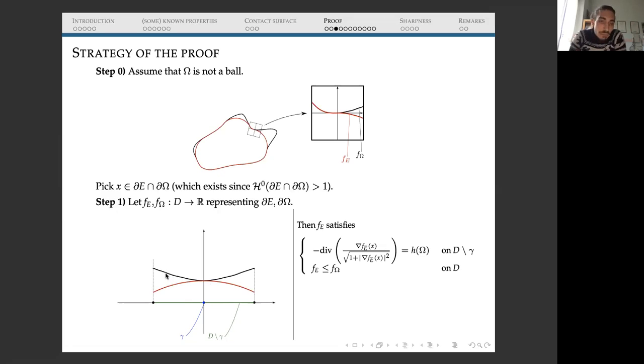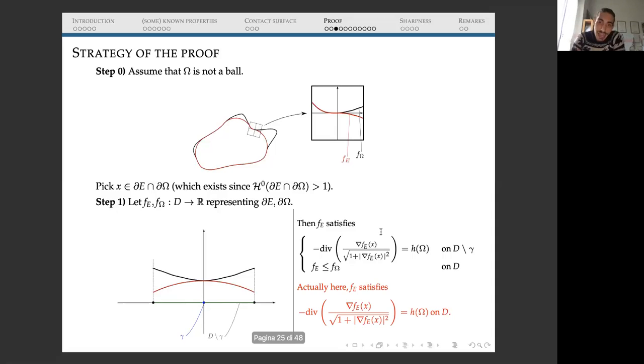And if, for instance, you know that omega is C1, then the regularity of omega and the fact that this boundary has to meet the boundary of omega tangentially is forcing this point also to solve the constant mean curvature equation. So if you think well for one second about this scenario, if gamma is just one point, then Fe is actually solving the constant mean curvature equation on the full domain.